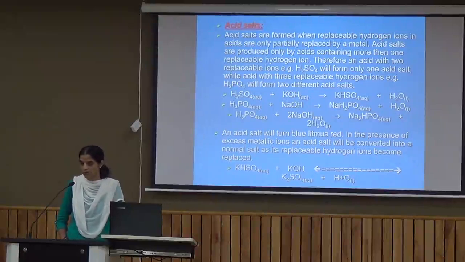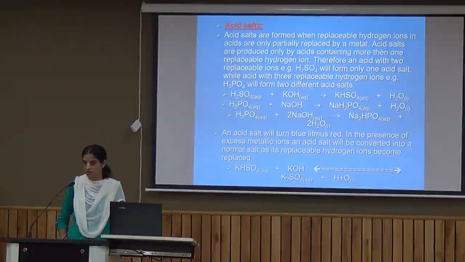So we have the product KHSO4. Hydrogen is still there in the salt. So this is partial replacement of hydrogen from the acid. And that is why we have formation of potassium hydrogen sulfate, which is actually an acid salt. So all the hydrogen ions which are present are not replaced.